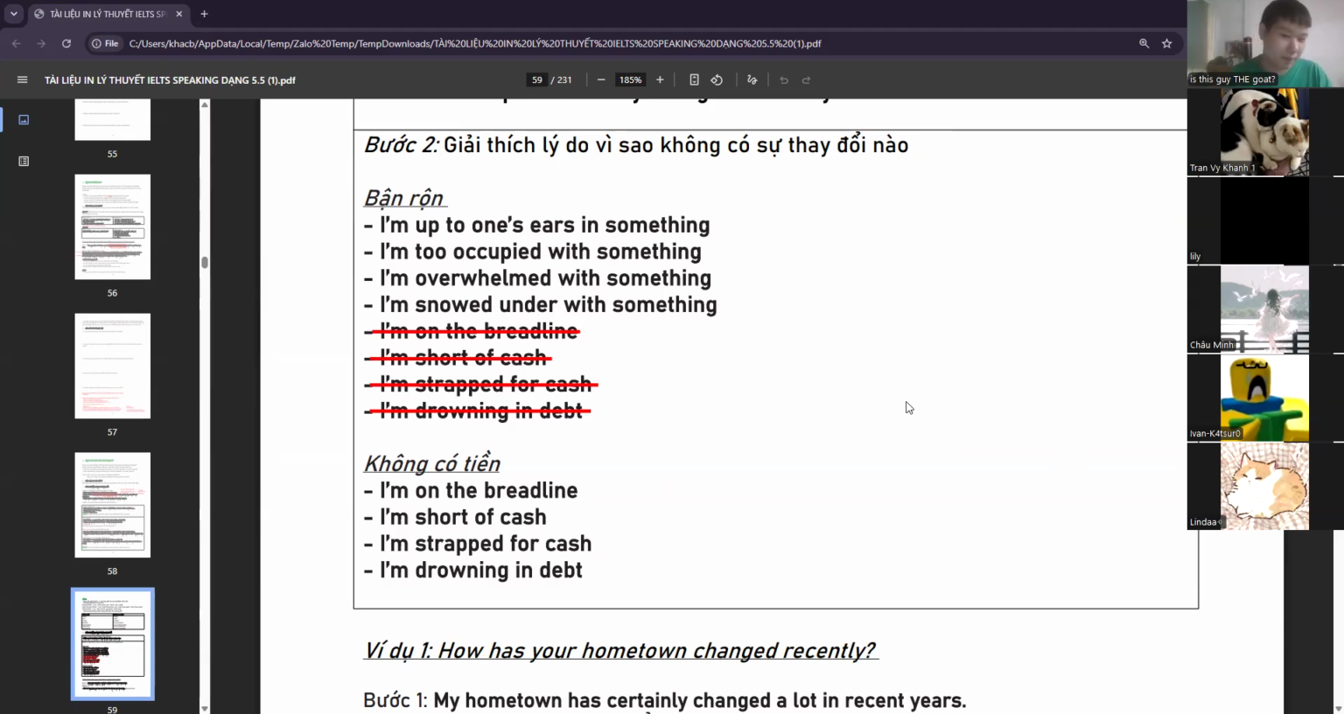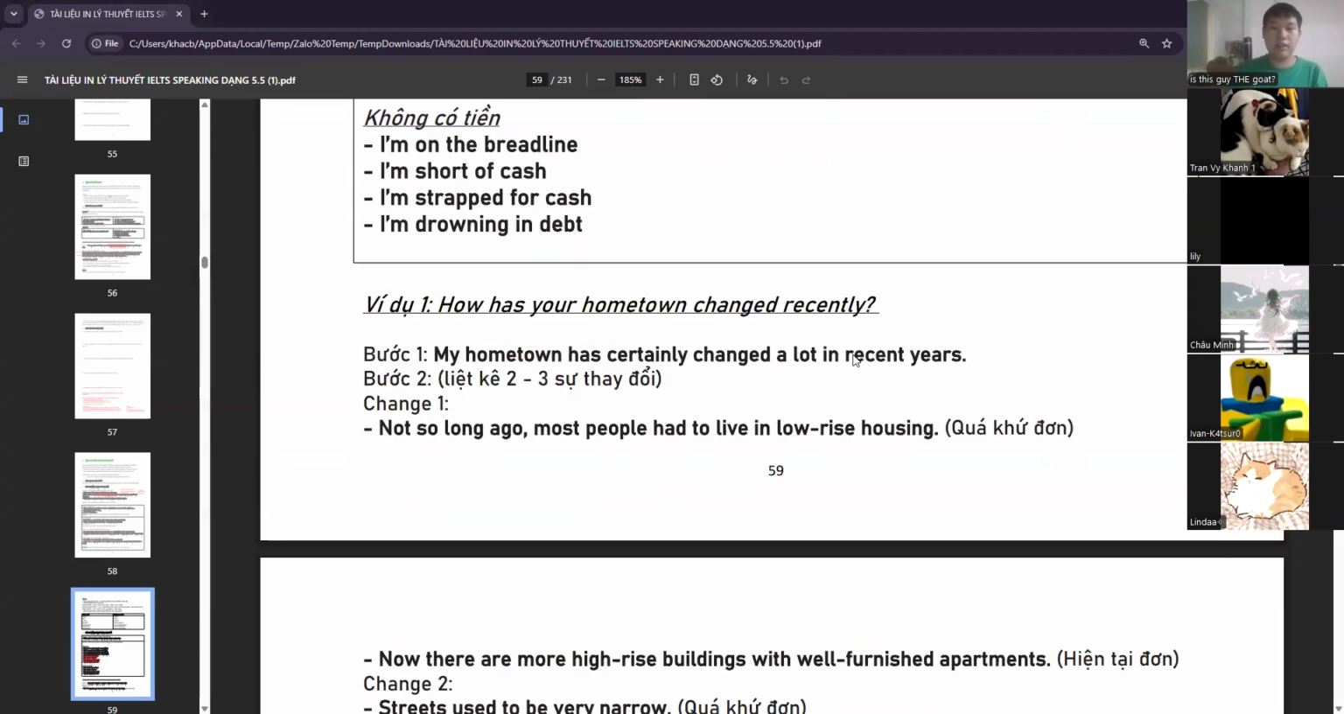You guys should not be answering the no money option because you guys are most likely under your parents. So you would say you're overwhelmed or you're too occupied with something. So that's the best option. Now, for example, how has your hometown changed recently? Here's what I would answer. My hometown hasn't changed much recently.